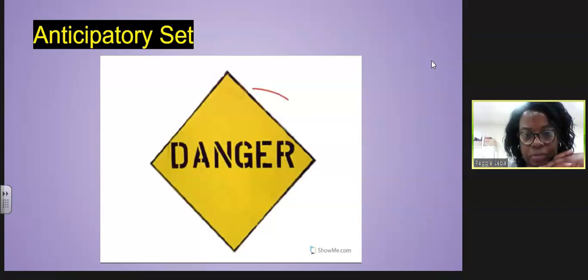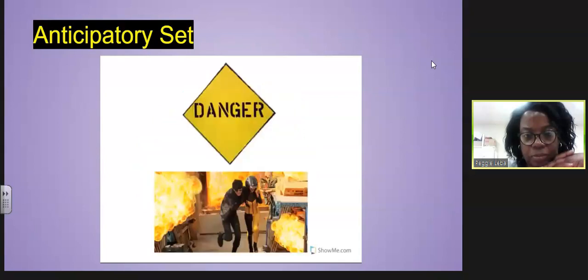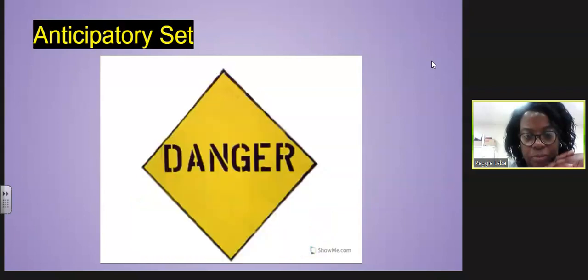Look at this sign. It says danger. Danger means it's not safe. If you see the danger sign, do not go inside. If you see the danger sign, don't go near that area. It could be unsafe. You might get hurt. Danger. It means not safe. Do not go in there.